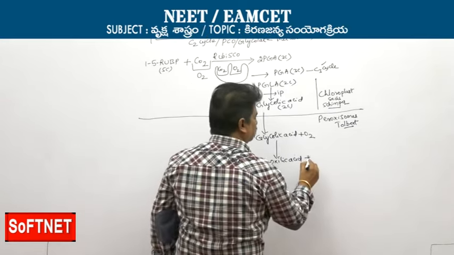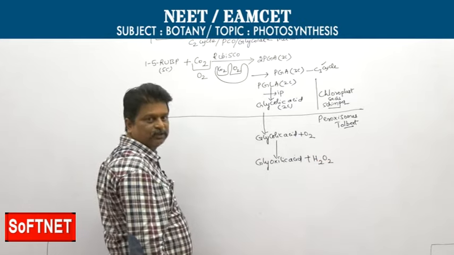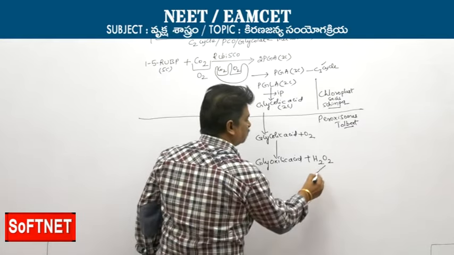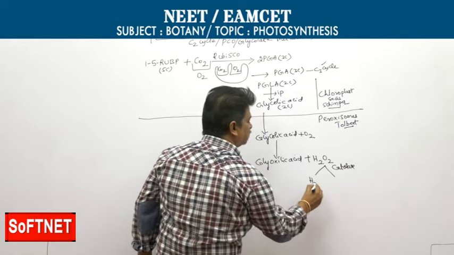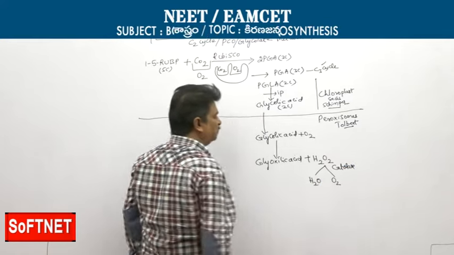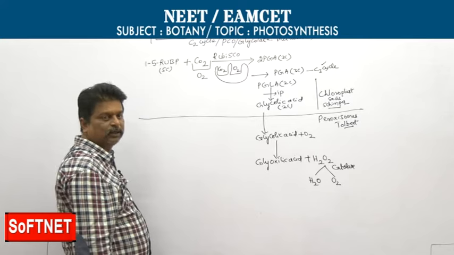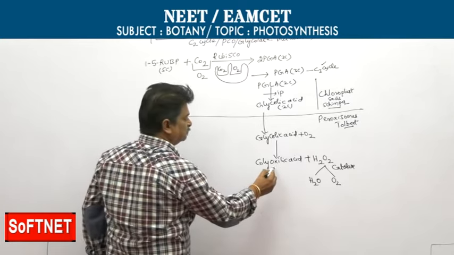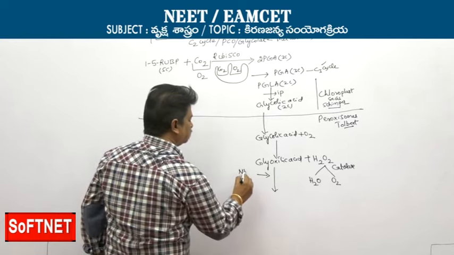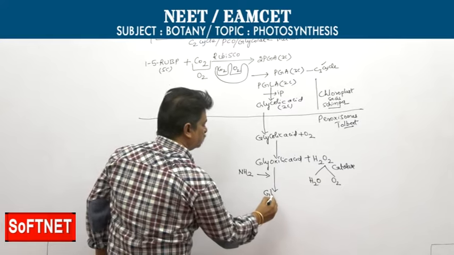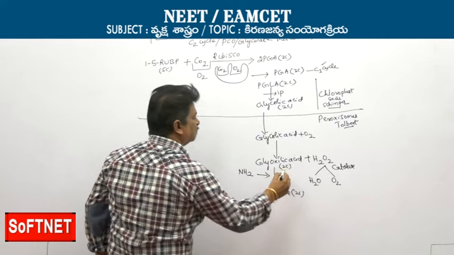Then, the co-product of glyoxylic acid is hydrogen peroxide. This peroxisome contains catalase enzyme. This catalase enzyme breaks that hydrogen peroxide into water and oxygen. Afterwards, this glyoxylic acid accepts an amino group and forms the amino acid glycine.